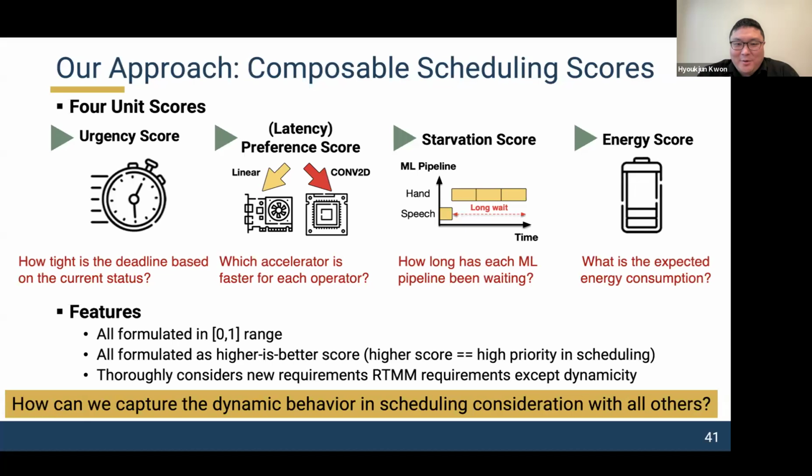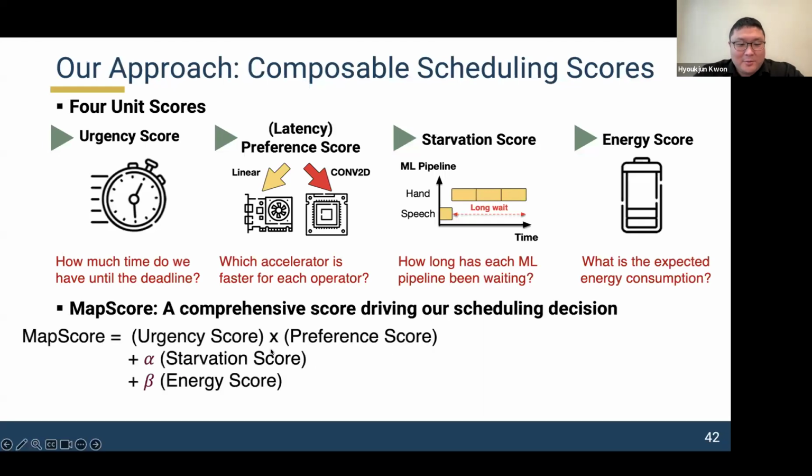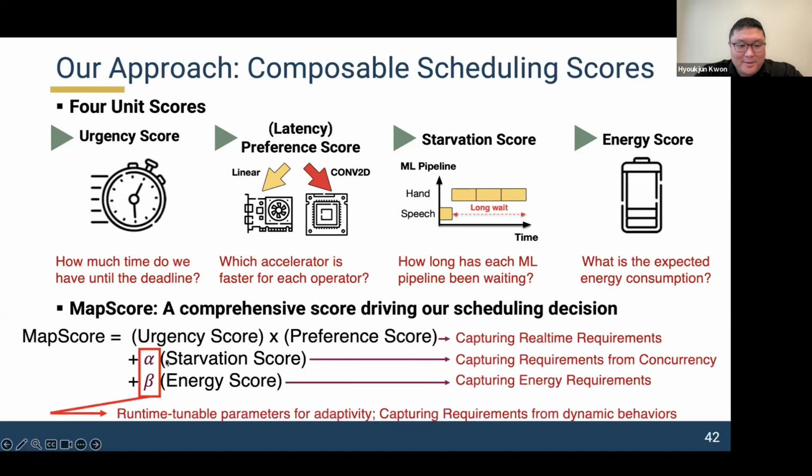But then how should we incorporate the dynamic behavior upon this formulation? So we introduce the comprehensive score utilizing these 4 unit scores, and we combine them in this manner. And we introduce extra parameters alpha and beta here. And these are the runtime tunable parameters for adaptivity for handling the dynamic behavior. And to quickly go over each term in this MAP score, the first row is for capturing the real-time requirements, and the second row is capturing the requirement from the concurrency, and the third row is capturing the energy requirement. So in short, this formulation of the MAP score captures all the key aspects of the MTMM requirements.